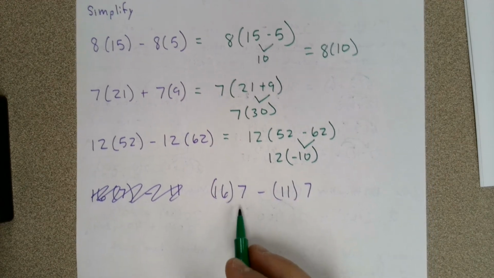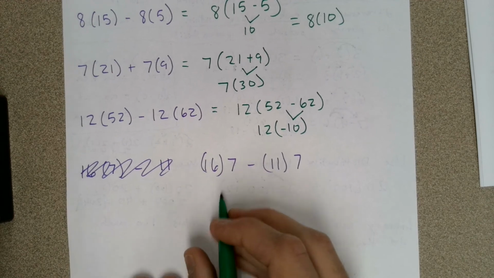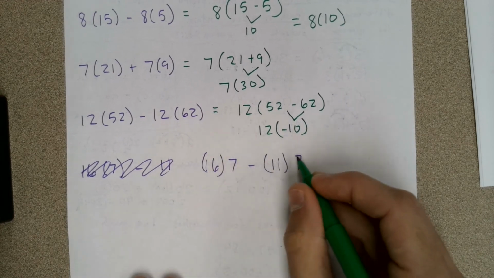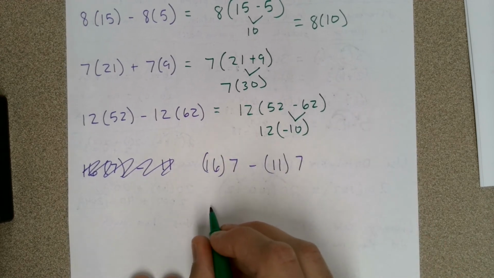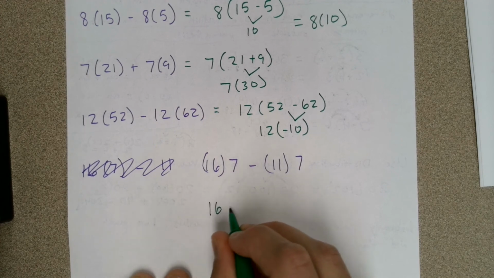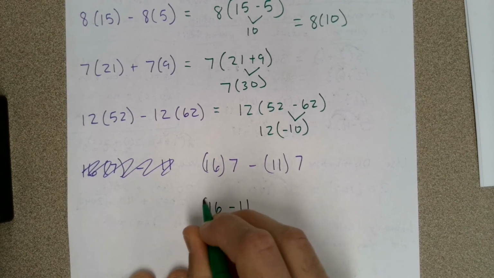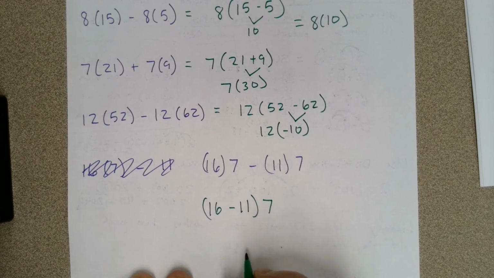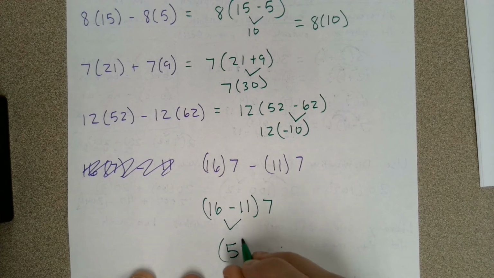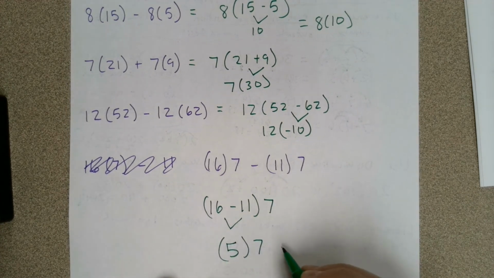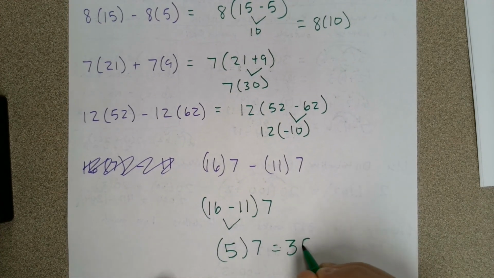We got one that looks a little backwards here. Let's not let it fool us. We got 7 times 16 minus 7 times 11. We can rewrite this as 16 minus 11 times 7. 16 minus 11, we know that. That leaves us with 5. 7 times 5, we can solve that one. I could even take that one to the last step, 35.